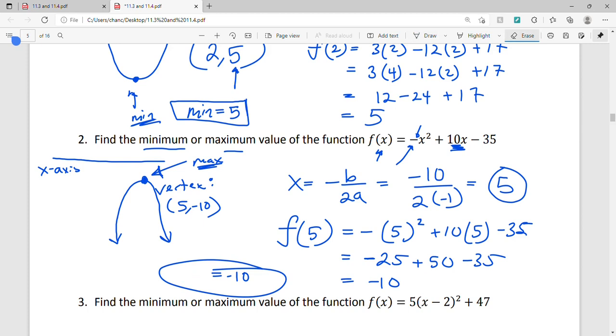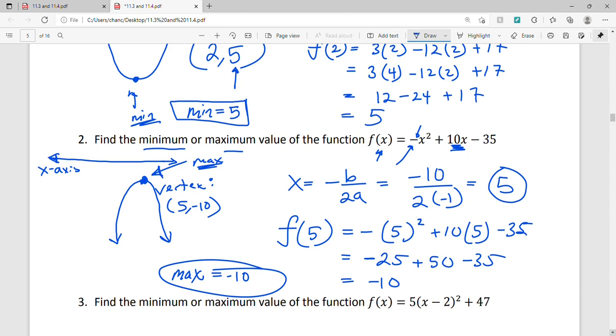This is the maximum because it's the highest value of the output. So the maximum is negative 10. So please correct that. It's maximum and not minimum. So the maximum is negative 10, and that's the highest value of the function, but it's completely below the x-axis. So that's what we can visualize from the problem.